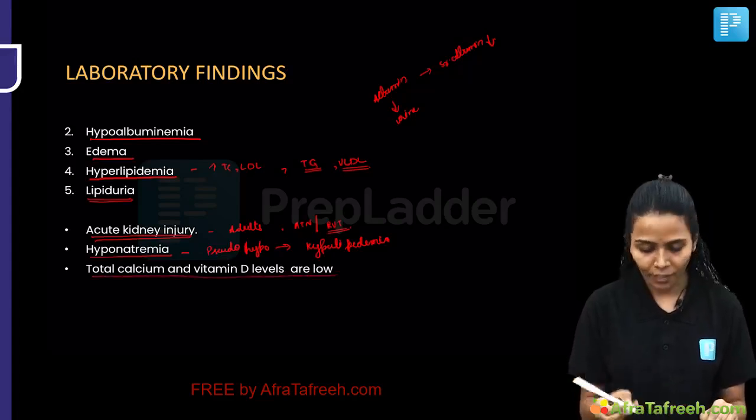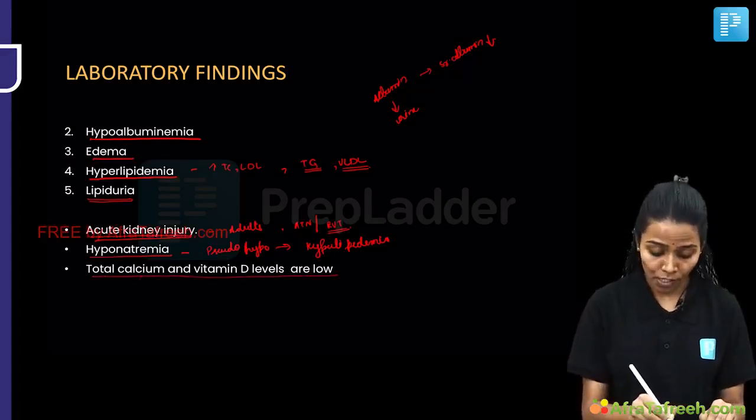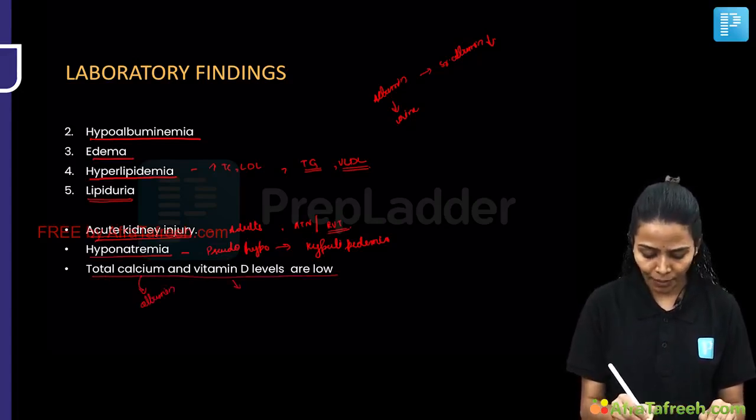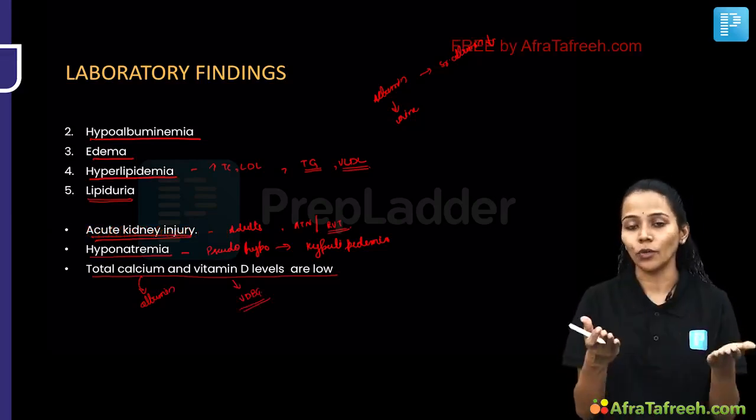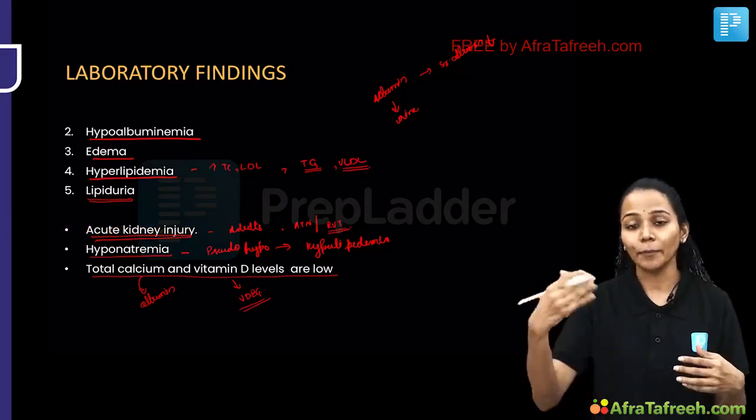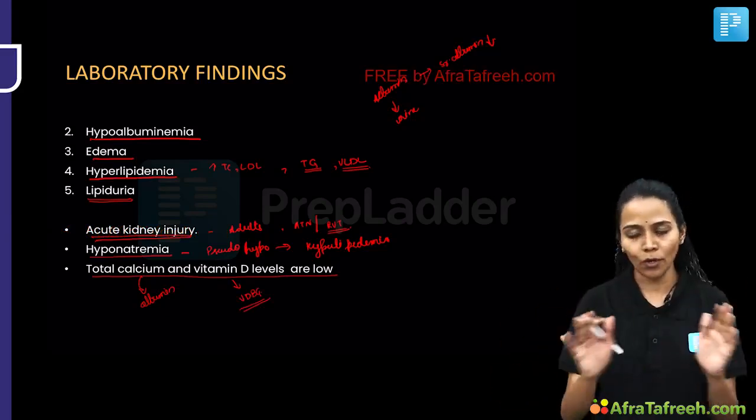Total calcium and vitamin D levels are low. This happens because albumin is low, so total calcium level is low, and vitamin D binding globulin is low, so vitamin D levels are low. When we detect it, doesn't mean actually they are low. The ionized calcium or the vitamin D activity may be all normal.